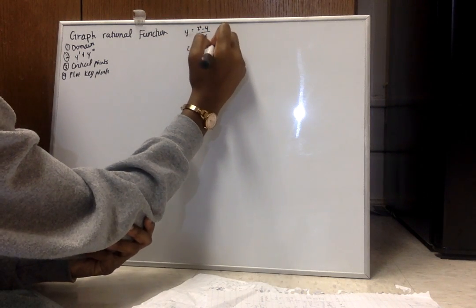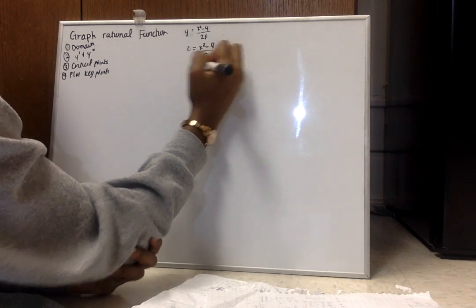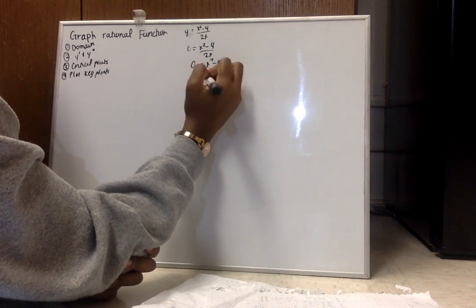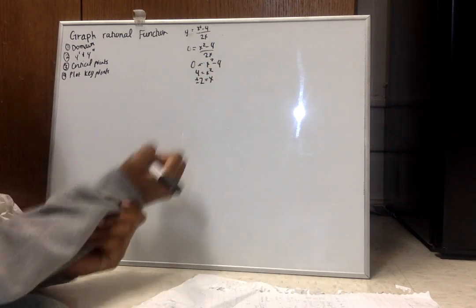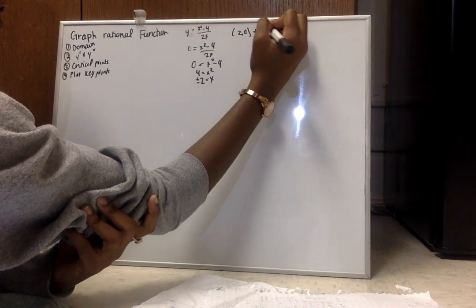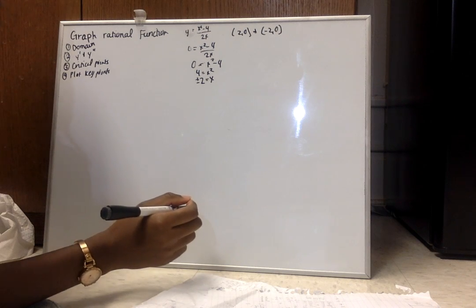So multiply both sides by 2x, add 4 to both sides, take the plus or minus square roots of both sides, and you get the x-intercepts of (2, 0) and (negative 2, 0). So now we're going to find out the domain of this function.